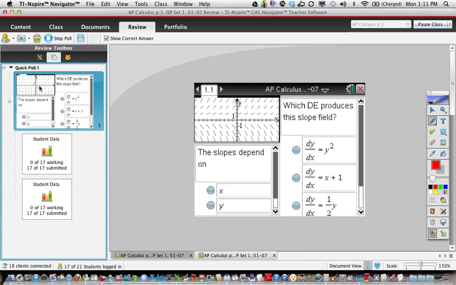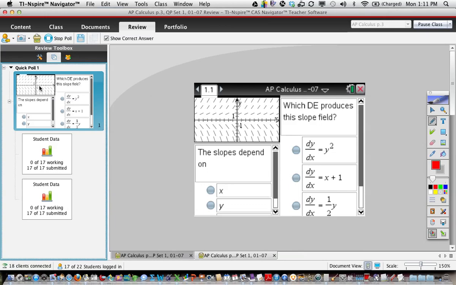As you go horizontally, what's changing? X or Y? As I go this way, what's changing? My x coordinate is changing. Is the slope changing? No, so it's saying that x has no effect on the slope. So there's no x in the differential equation. It only depends on y.